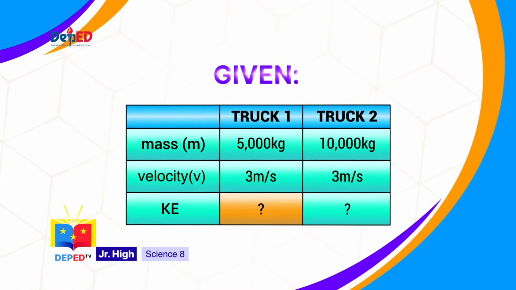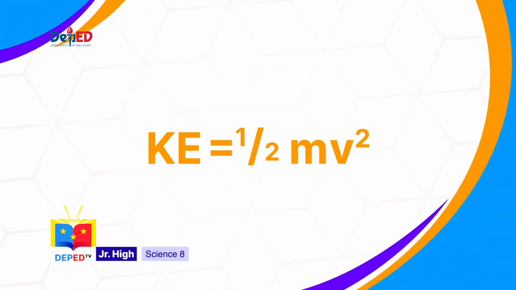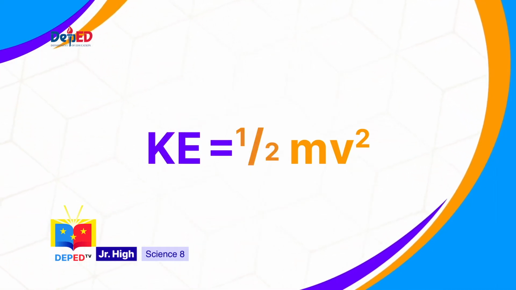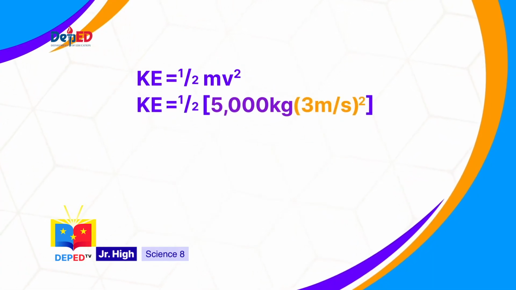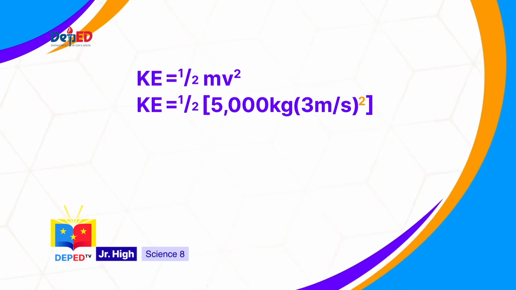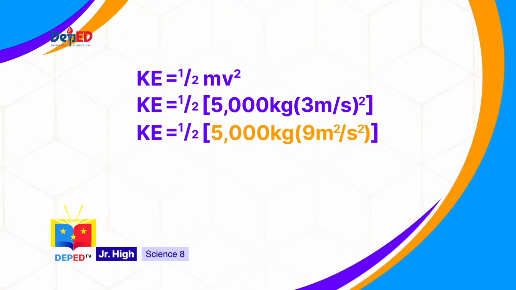Let's find the kinetic energy of truck 1 first. First, let's write the formula. That is KE equals 1/2 times mass and the square of the velocity. Next, we substitute the given values. 5,000 kilograms for the mass and 3 meters per second for the velocity. Then we square 3 meters per second. We get 9 meters squared per second squared.